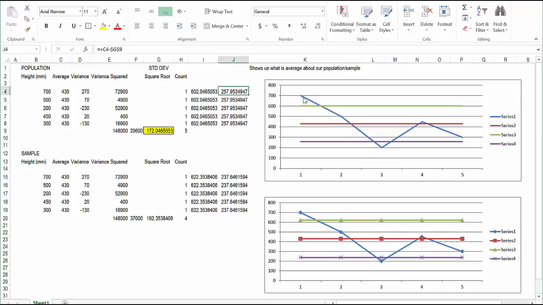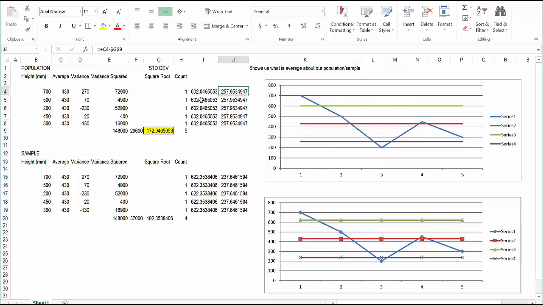Now this line is showing all of my actual data points. It puts the 700, the 500, and everything on the graph. And then this middle one, the red one, is the average. That's the 430. This represents 1 standard deviation above or below that average. Within this 1 standard deviation, we have a couple of outliers. Here's an outlier here, and here's an outlier here.